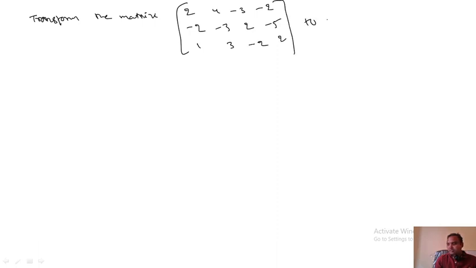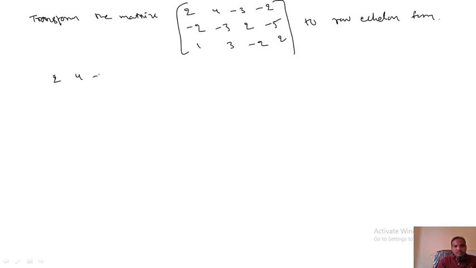Transform the matrix [2 4 -3 -2; -2 -3 2 -5; 1 3 -2 2] to row echelon form. This is not yet row echelon form. How to get this? You can take 2 as the pivot. Okay, write this matrix again.